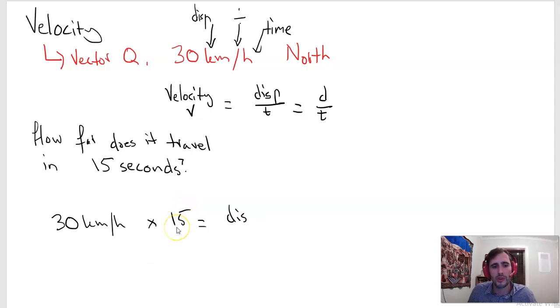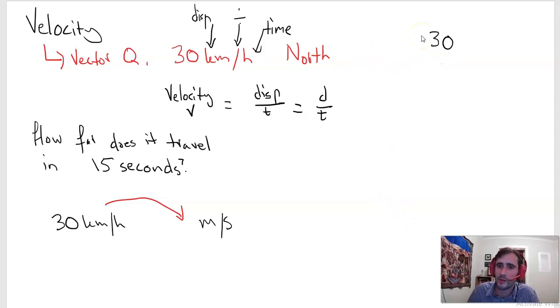So what we really need to do first of all is we need to turn this 30 kilometers an hour into our meters per second, okay? Now, how do we do that? The first step is, I might start it up here, 30 kilometers an hour.